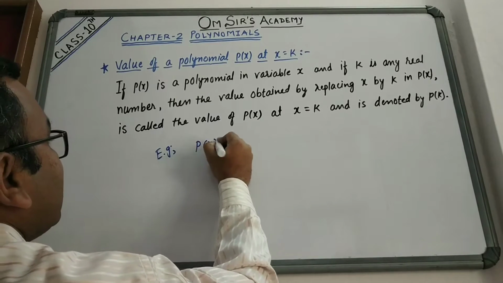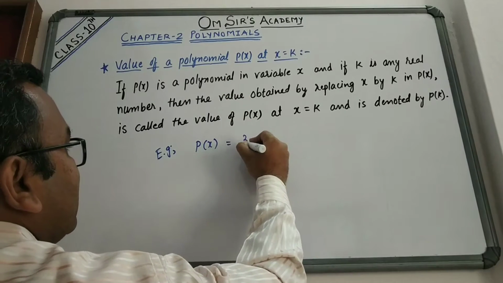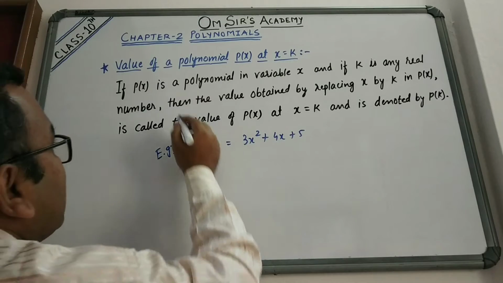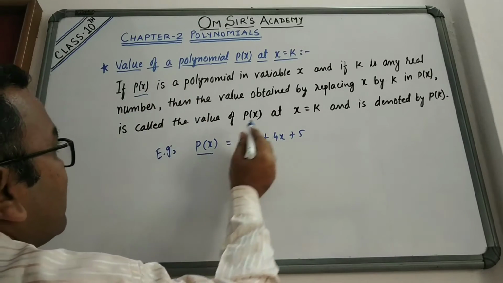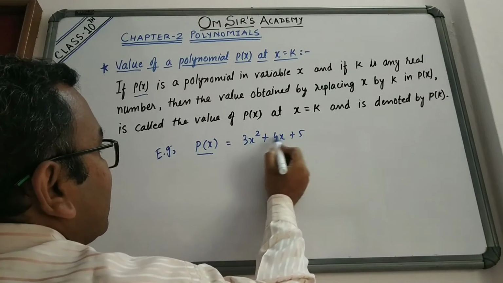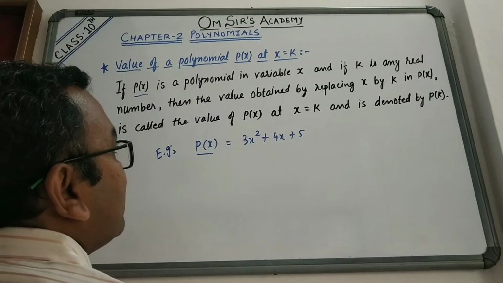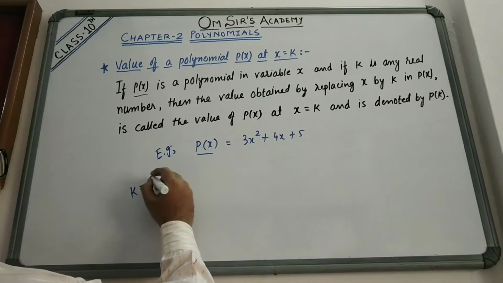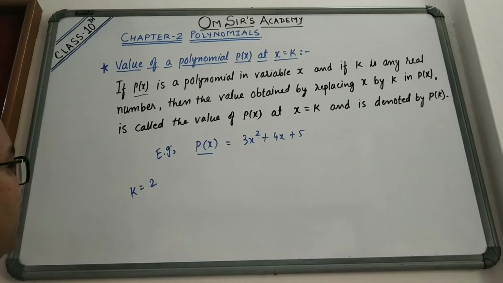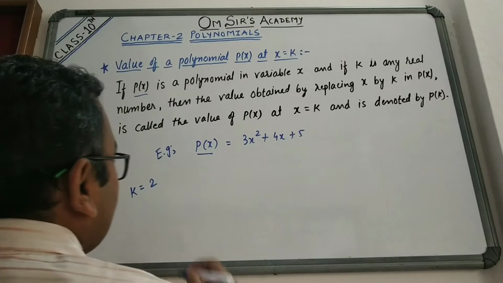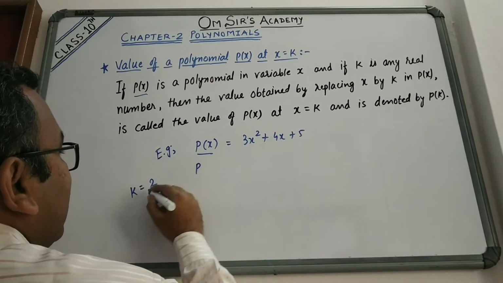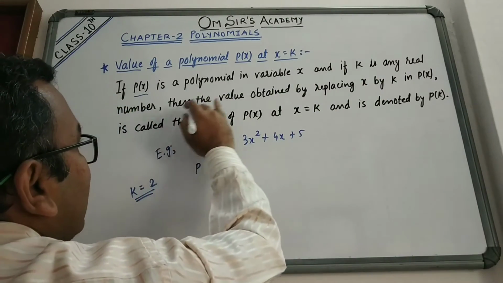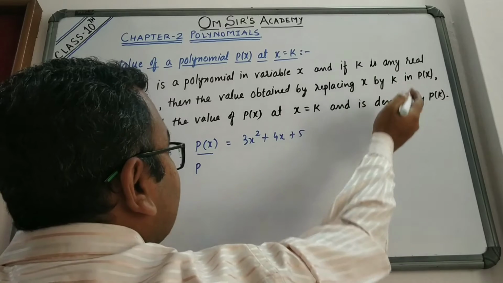Say p of x is a polynomial. Okay, say p of x is 3x square plus 4x plus 5. Okay, so this was a polynomial p of x. Now it has a variable x, so this is the polynomial with variable x. Okay, and if k is any real number, say for example k is 2. Okay, real number can be positive, negative, anything. So say instead of k I am substituting what? 2. So k is a real number, then the value obtained by replacing x by k.